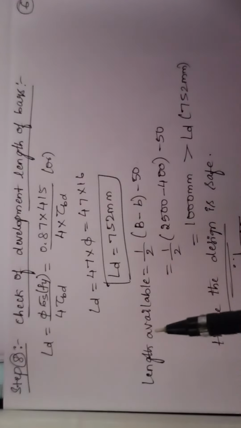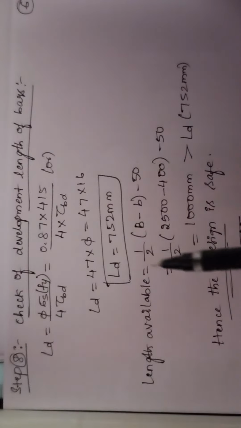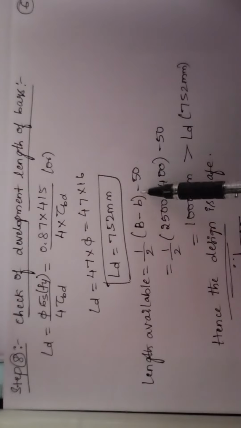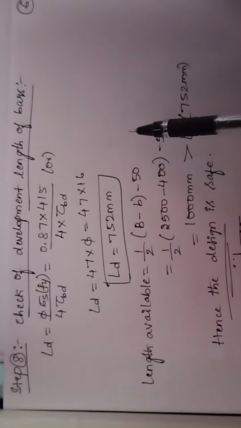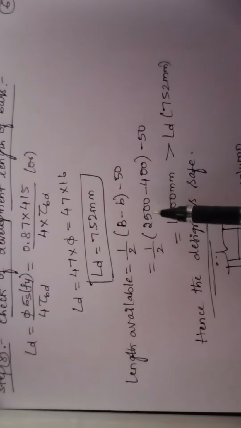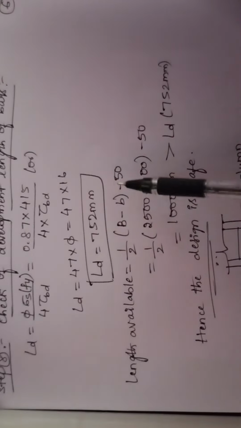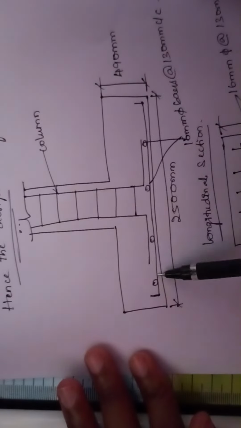Now let us find the length which is available within the footing. For finding that, we have to find the available length as B/2 minus b/2 minus the effective cover. We are assuming an effective cover of 50 mm, so I am keeping this as 50. Capital B represents the width of the footing and small b represents the column depth here. So that is from the center, right? See, this is our development length.